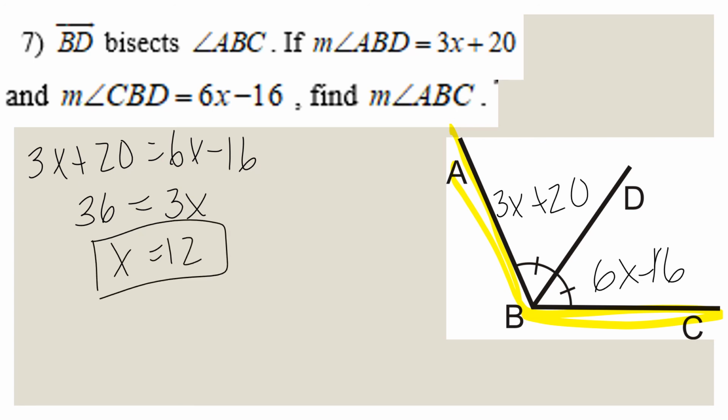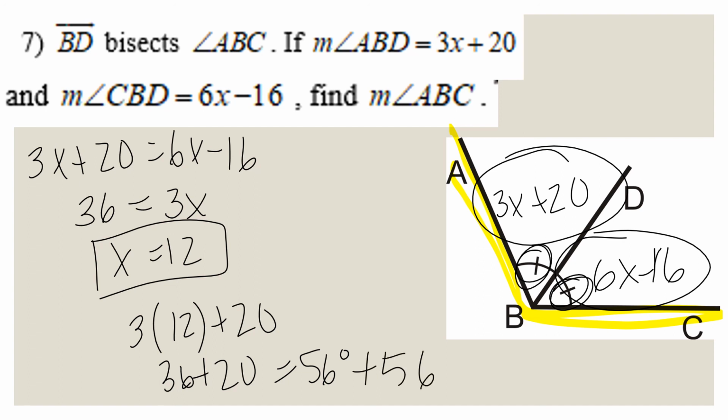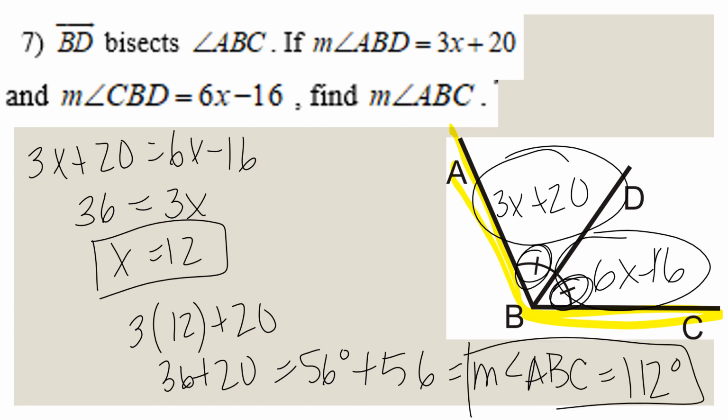Now, we need to get one of these, or we can do both of them. It doesn't matter. But I'm just going to do 3 times 12 plus 20 because I know that this angle is congruent to this angle. So 36 plus 20 is 56 degrees. So that means that I need to do 56 plus 56 in order to get my measure of angle ABC, which is 112 degrees.